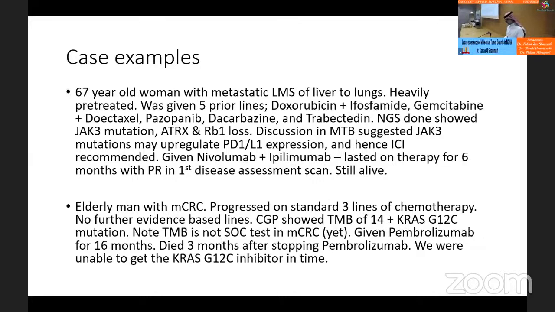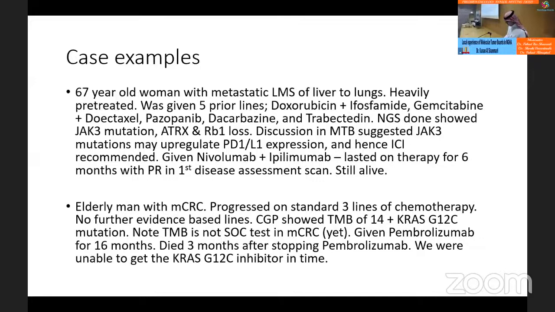Another man, I think this is your patient, Dr. Mohammed, who had metastatic colorectal cancer. He progressed on the standard 3 lines of cytotoxic chemotherapy. He had no further evidence-based lines. His CGP showed a tumor mutational burden of 14. Now, TMB is not a regularly tested biomarker in colorectal cancer, and he also had the KRAS G12C mutation.